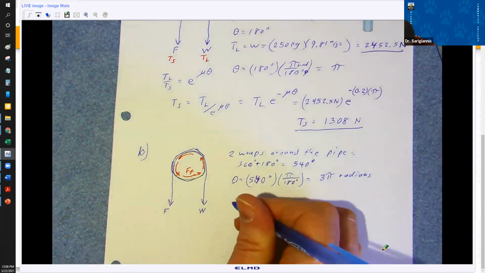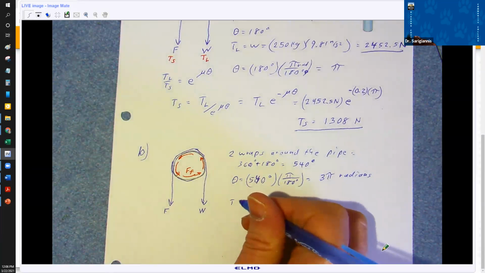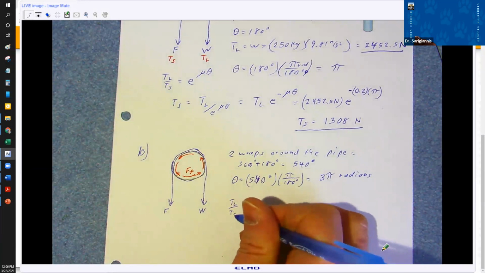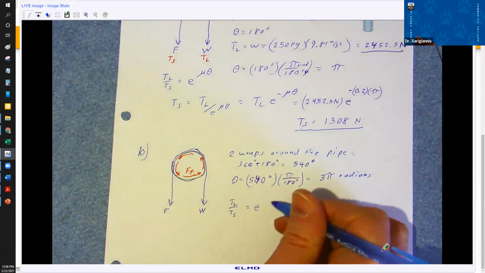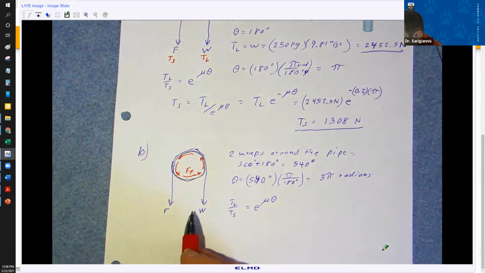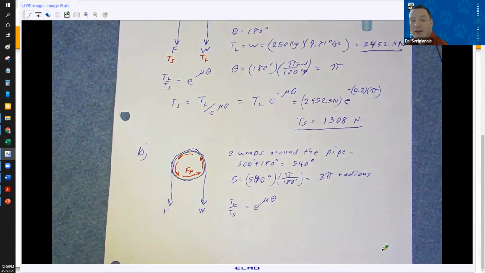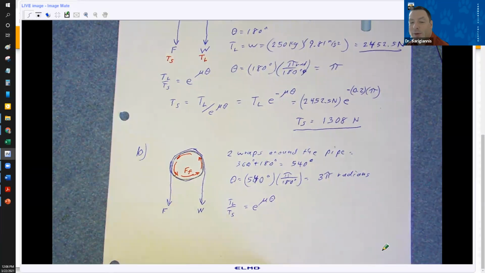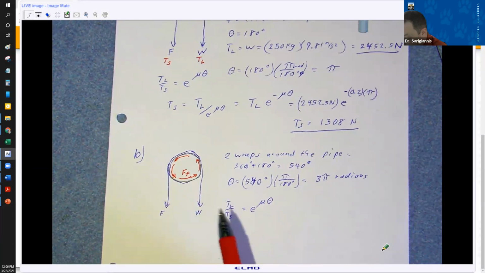All right, from the same formula we used above, T_L over T_S equals e to the mu theta. Let's figure out which one of these is which. They're going to be the same scenario, but let's understand why again.